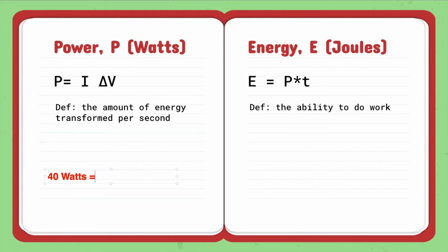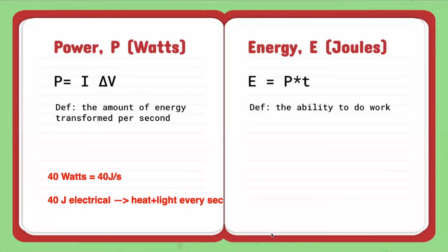Actually, how about I write that better? 40 watts takes 40 joules of electricity every second, and it turns those 40 joules electrical to 40 joules heat plus light every second. So power is nice because it tells you how much energy is being transformed.